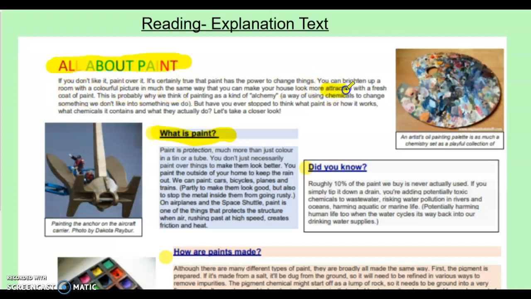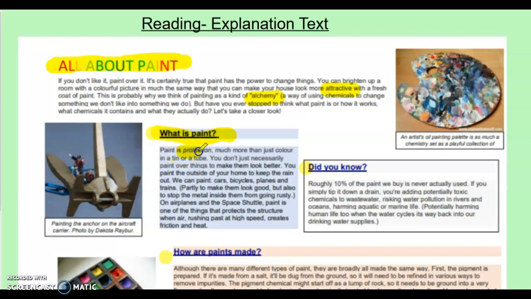Here we go, attractive. I'm going to highlight it there, with a fresh coat of paint. This word here is a bit tricky. I haven't seen that before, alchemy, so I'm going to highlight that because I want to investigate that word. And I'm going to skim over the rest with my eyes and see if there are any other words that I'm not sure what they mean. I think I understand all of those words in that paragraph, so now I'm going to move on to the second paragraph.